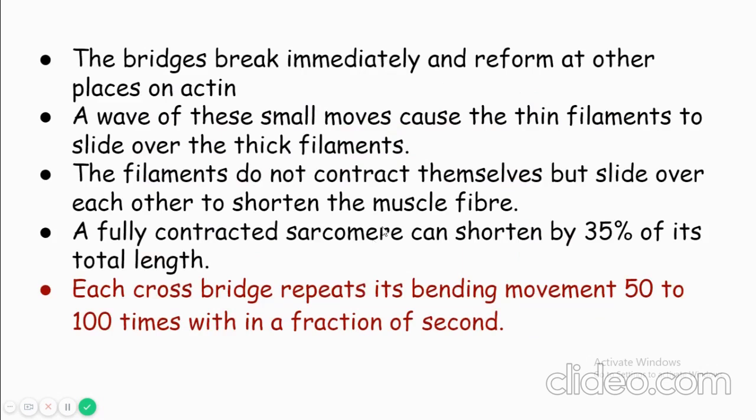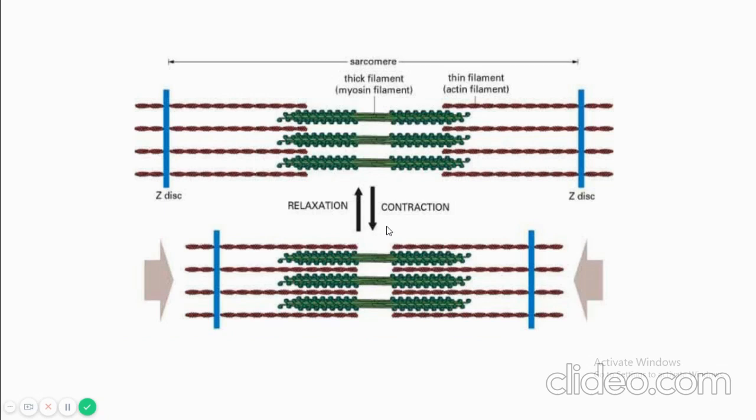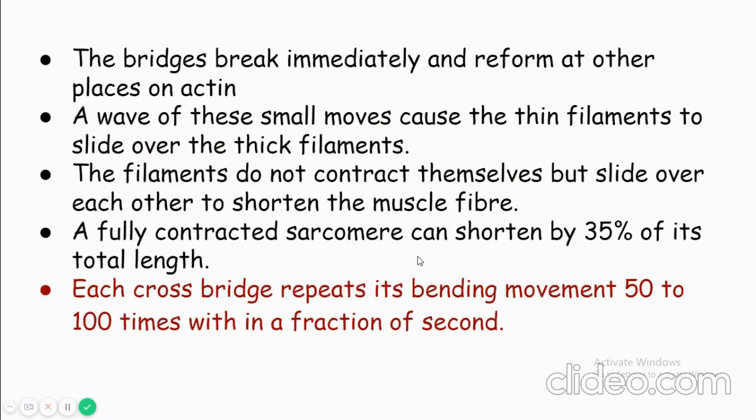The filaments do not contract themselves but slide over each other to shorten the muscle fiber. There's not a contraction of a filament, thin or thick. They move from their normal position to a different position due to the bulbous heads projecting from the myosin filament. A fully contracted sarcomere can shorten by 35% of its total length. Each cross bridge repeats its bending movement 50 to 100 times within a fraction of a second.